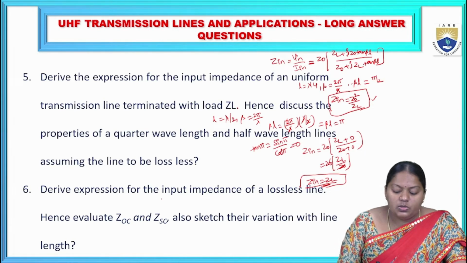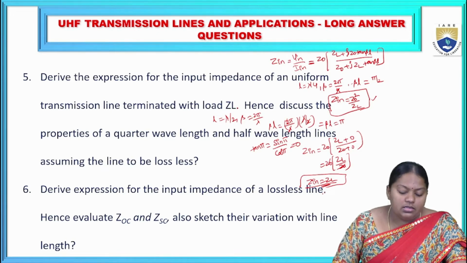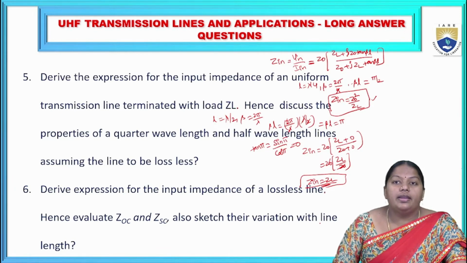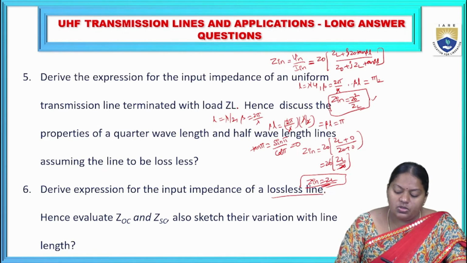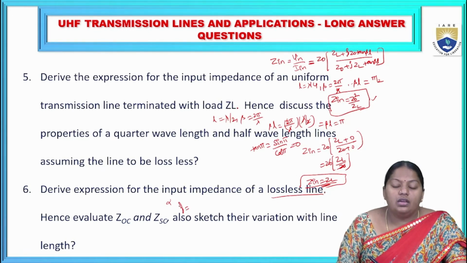Next, derive the expression for input impedance of a lossless transmission line. Hence, evaluate ZOC and ZSC. Also sketch their variation with line length. For a lossless transmission line, the attenuation constant is zero. In order to derive the equation, we first consider the propagation constant gamma, which can be written as the attenuation constant alpha plus j times the phase constant beta.